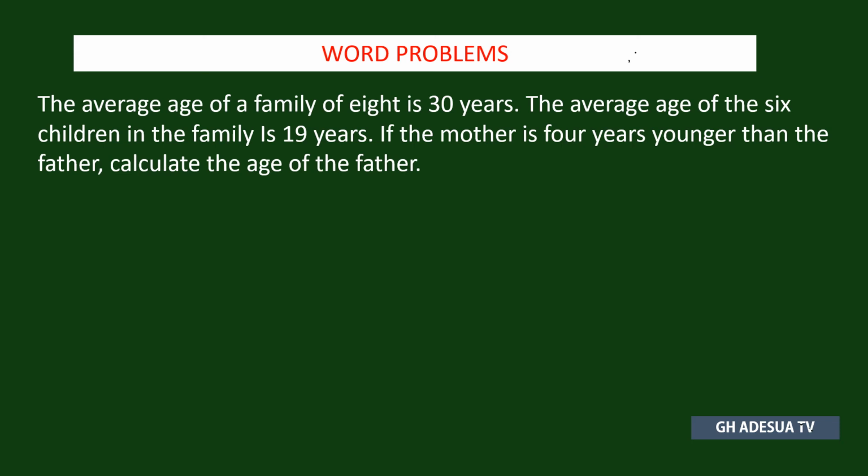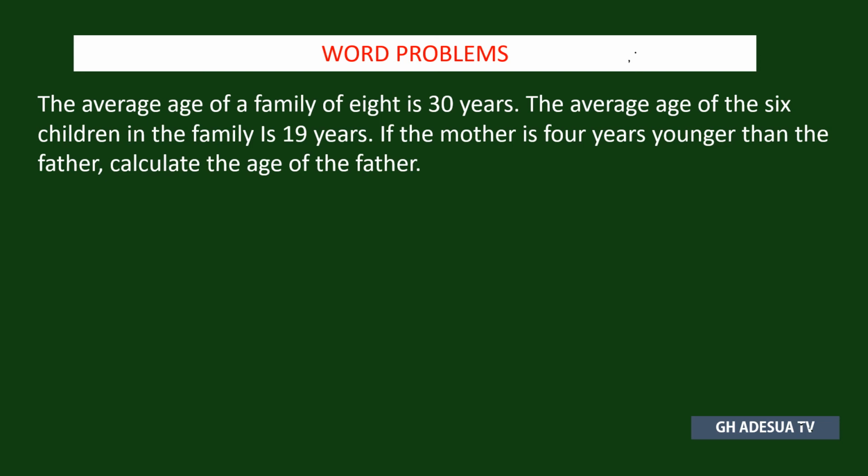And the next point, the average age of the 6 children in the family is 19 years. Meaning that there are 6 children, and they also have an average age of 19, because you know all the kids will not have the same age. So you can also find the total age of the children. Now the family is made up of 8 and 6 are children. Then we have been told about the mother and the father, meaning that the remaining 2 people in the family are the mother and father.